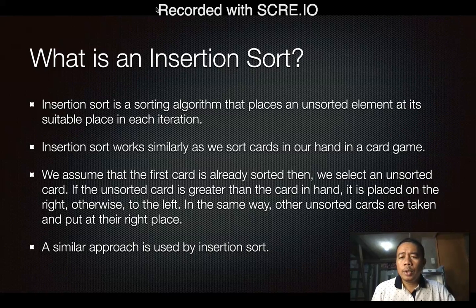We assume that the first card is already sorted. We select an unsorted card. If the unsorted card is greater than the card in hand, it is placed on the right. Otherwise, it is placed to the left. In the same way, other unsorted cards are taken and put at the right place. A similar approach is used by the insertion sort.